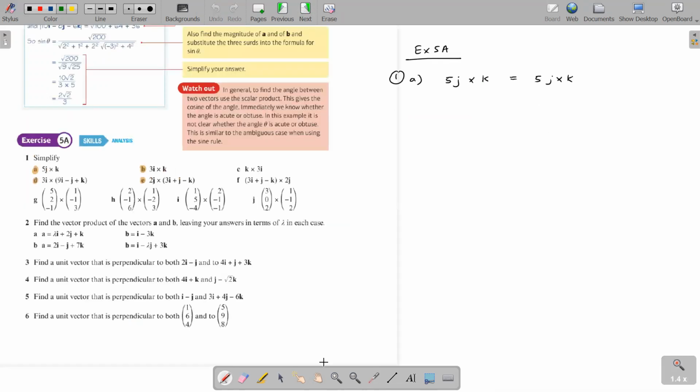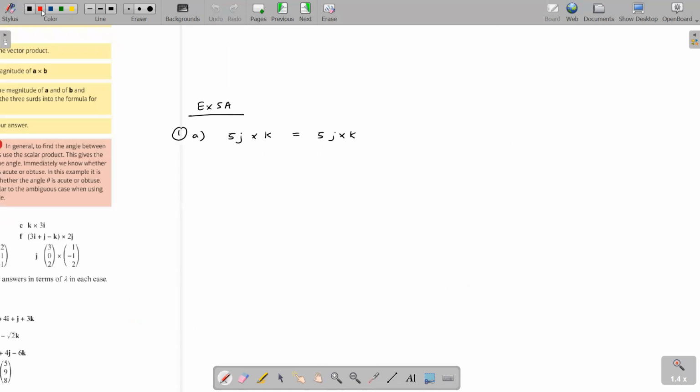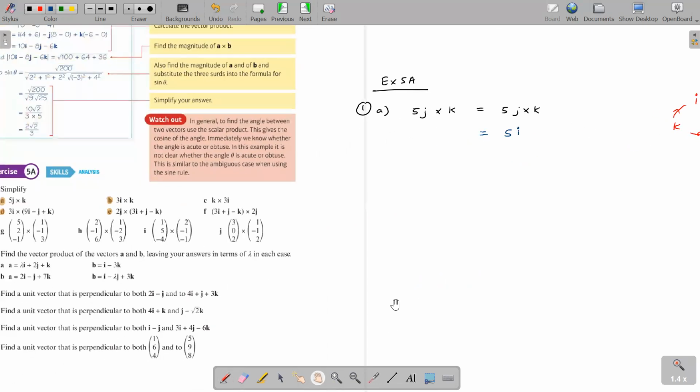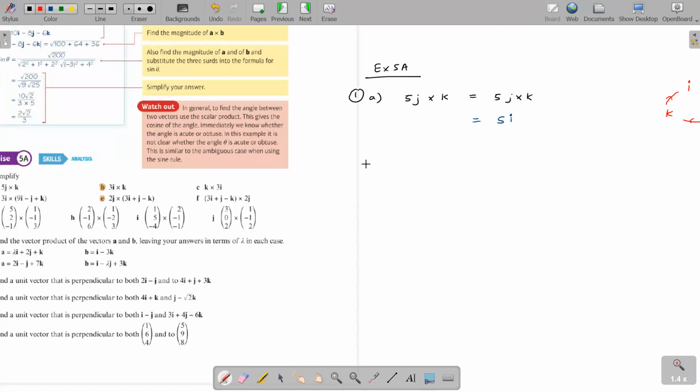So j cross k, what do you think about j cross k? i, j, k. When I think of this, what do I see here? j cross k is positive i. So the answer is 5i. Okay. Then part B, 3i cross k.